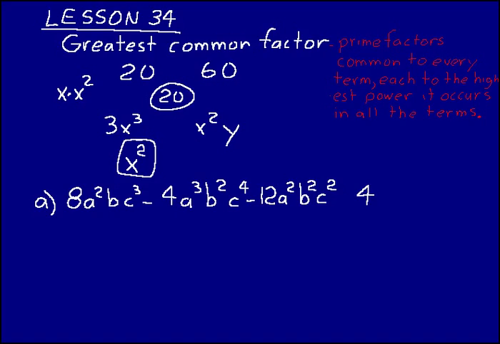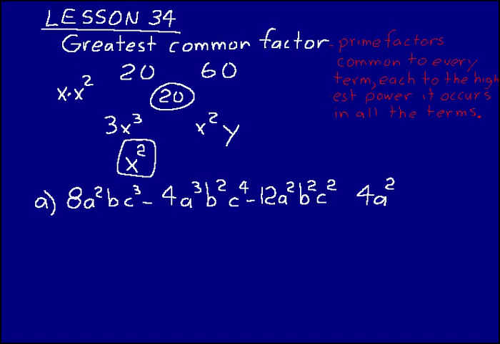Now let's just go through the variables, variable by variable. Let's start with the a's. In the term on the left, we have an a squared. Then the middle term, we have an a cubed. And the one on the right, we have another a squared. So the greatest common factor that they all have in common would be a squared. It wouldn't be a, even though they all have an a. The greatest common factor would be a squared.